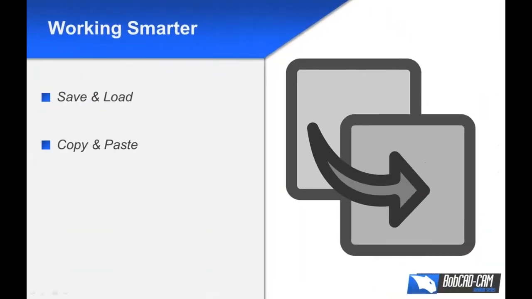The other thing we're going to talk about is working smarter. These cutting strategies, whether it's the tool that you're using or the material that you're cutting, there's a lot of consistency of when and where and how to use this stuff. So instead of starting from scratch every time, we're going to talk about saving and loading features and copying and pasting features so that you can use information that you created or defined in one machining strategy and you can use it in others. Okay?